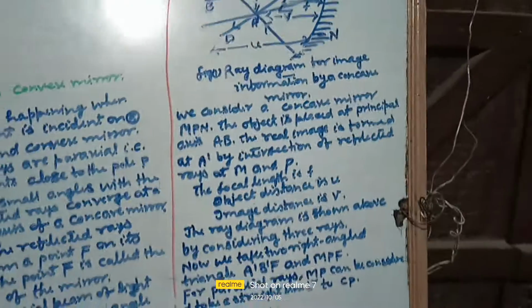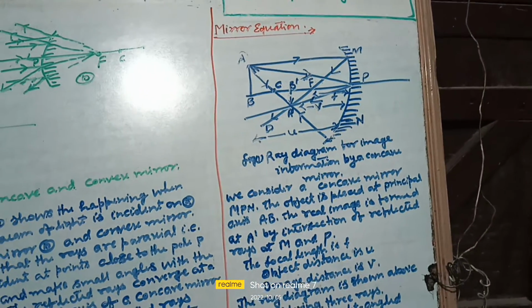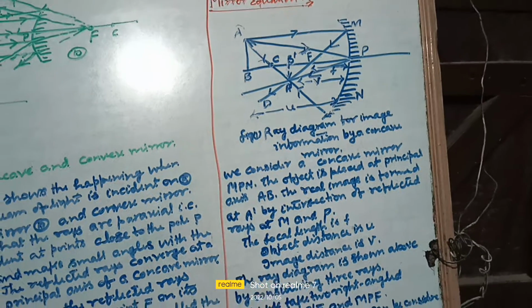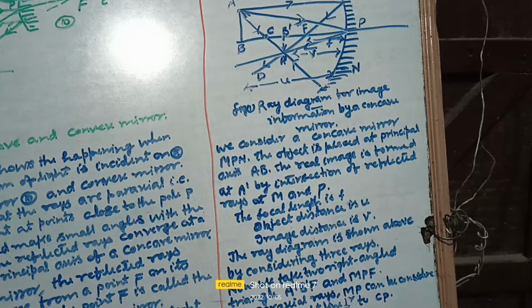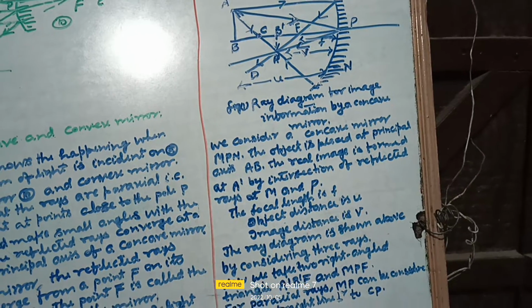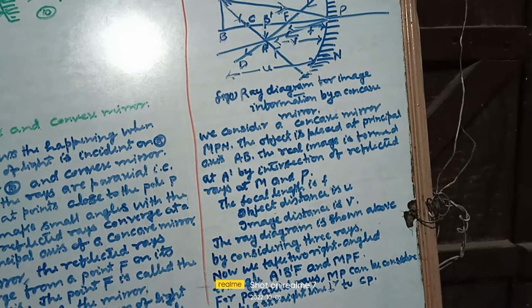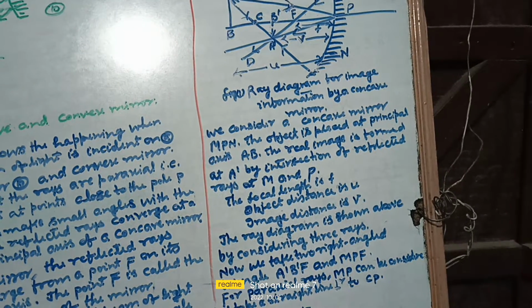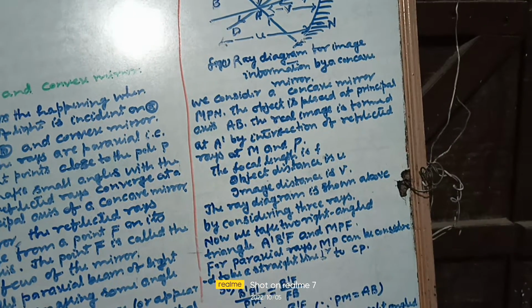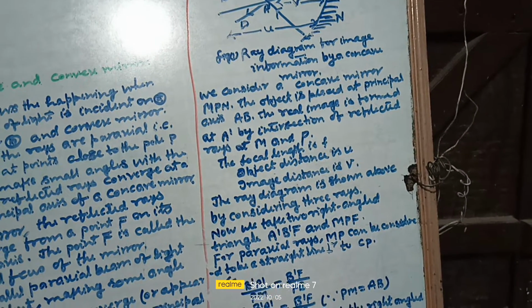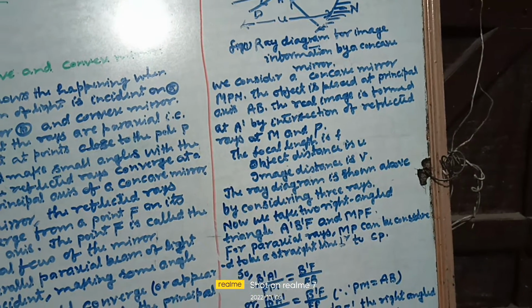Now the mirror equation is shown for a concave mirror. In figure 1, the ray diagram is shown. We consider a concave mirror MP and the object is placed on the principal axis AB. The real image is formed at A' by intersection of reflected rays at M and P. The focal length is f, object distance is u, image distance is v. The ray diagram is then shown above by considering 3 rays.